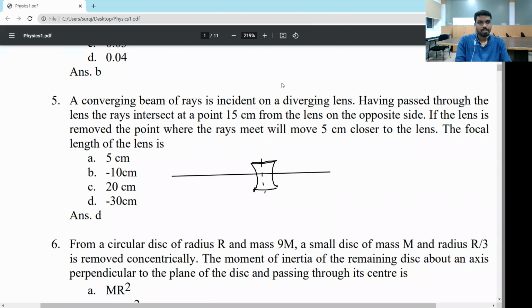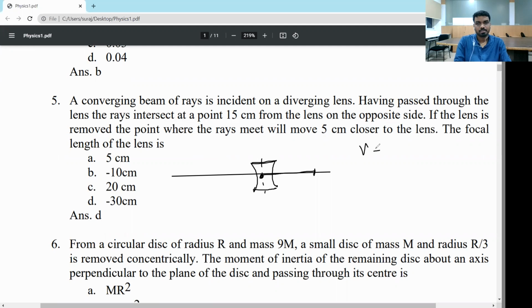Converging beam is there. The beam is getting converged and is incident on a diverging lens. Fine. Now, having passed through the lens, the rays intersect at a point 15 centimeter from the lens on the opposite side. So the rays are intersecting 15 centimeter from the opposite side, right? 15 centimeters on the opposite side.